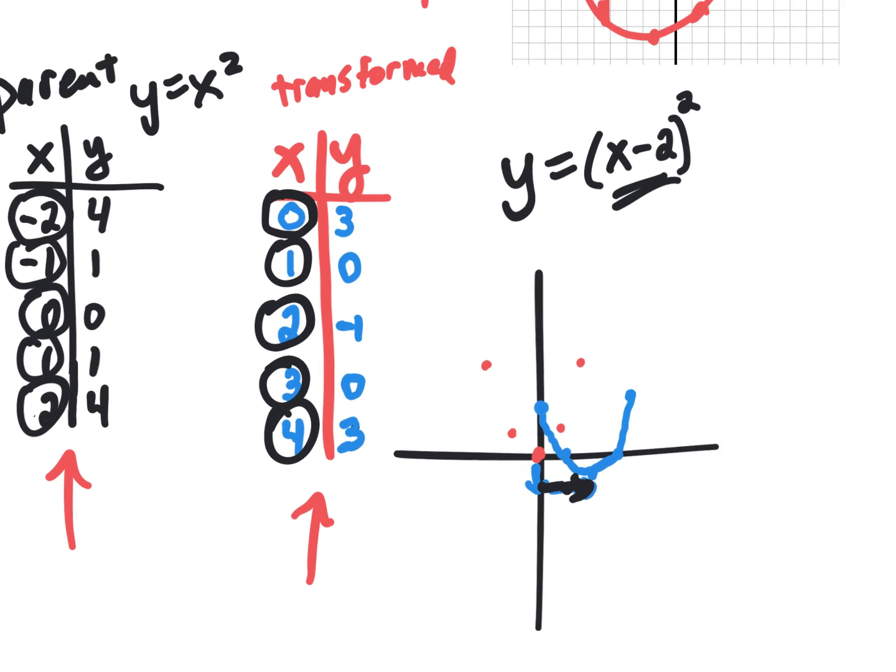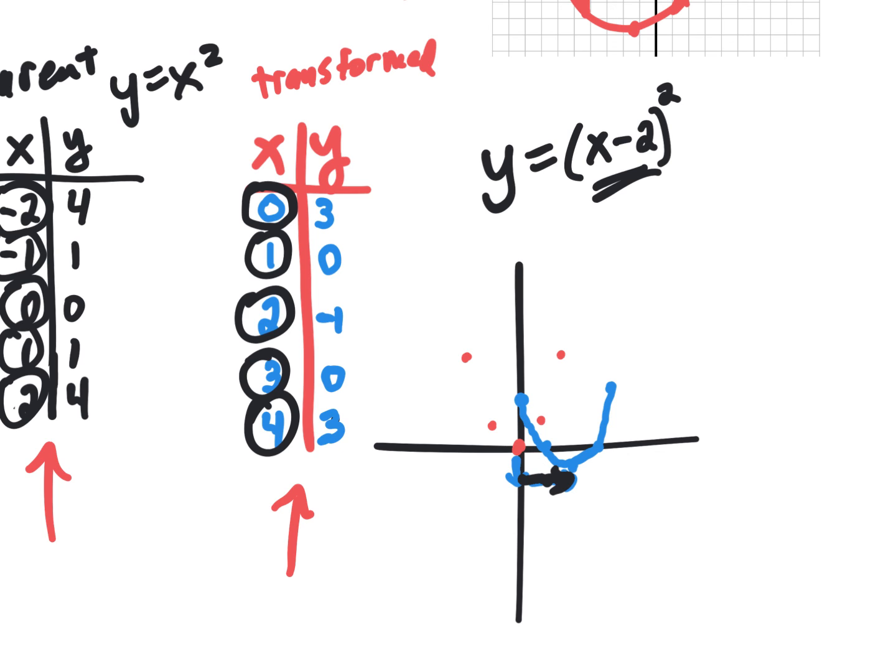And one last thing. It has also been moved to the right 2 and down 1. Minus 1, just like it seems like. Why is the stuff on the outside so easy? Because you can trust it.